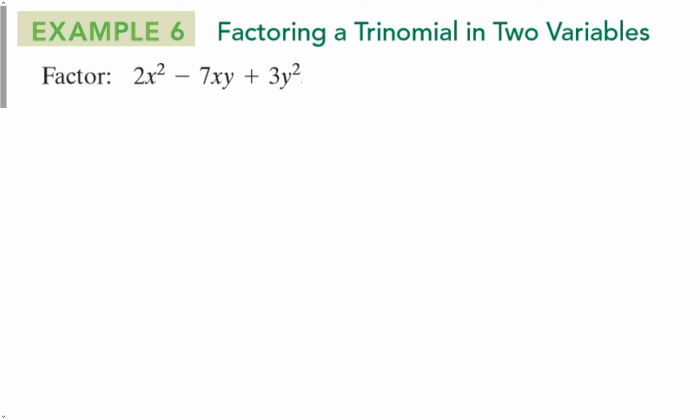Let's try this one with two variables. Okay? So the first two terms are going to have a product of 2x squared. Well, since 2 is prime, I know it's going to be 2x and x. The last two terms are going to have a product of 3y squared. So that's going to be 3y times y. Okay, that's the only way to get 3y squared.